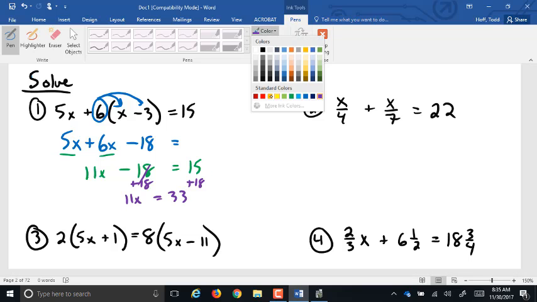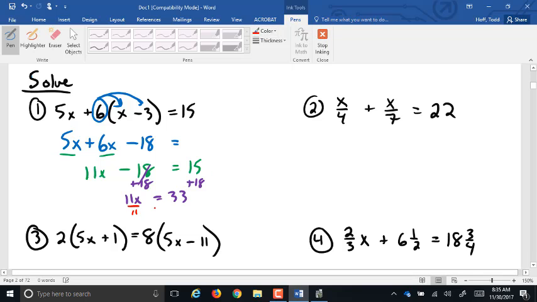And then divide by 11. X equals 3. Any questions on that one?